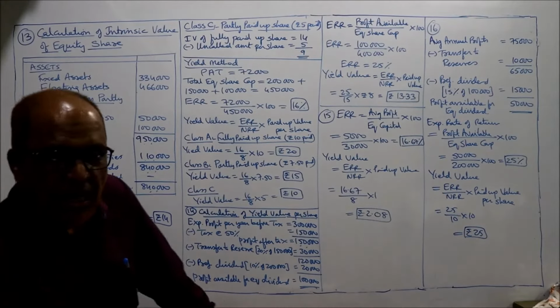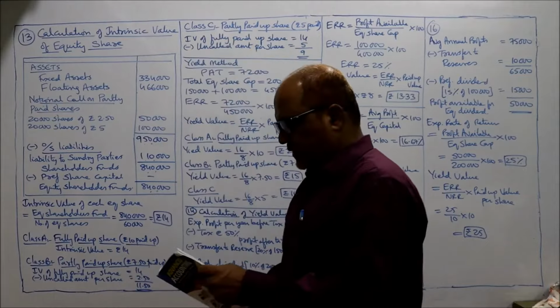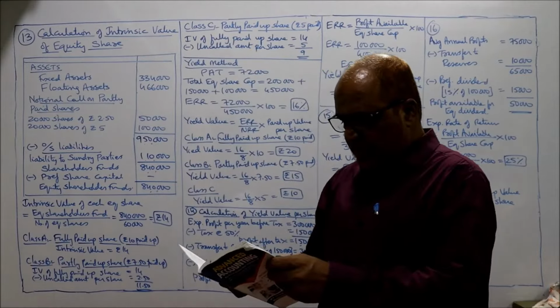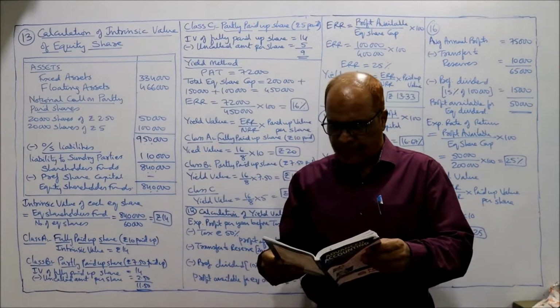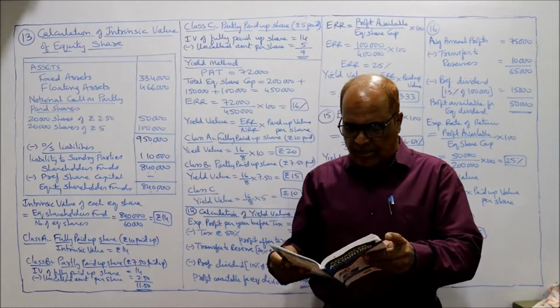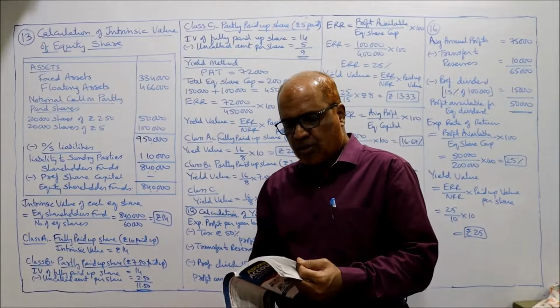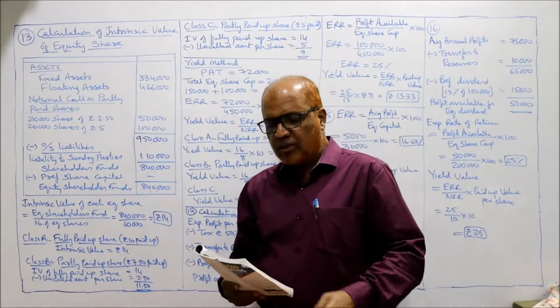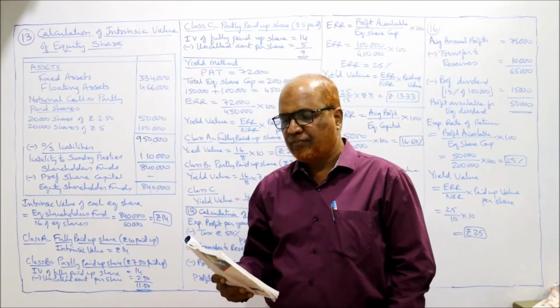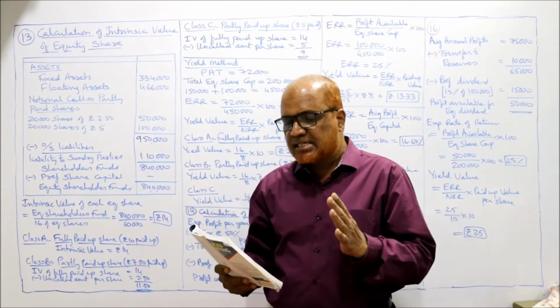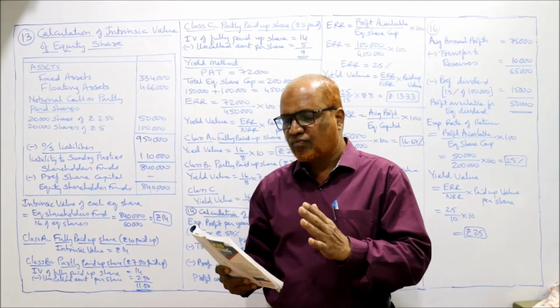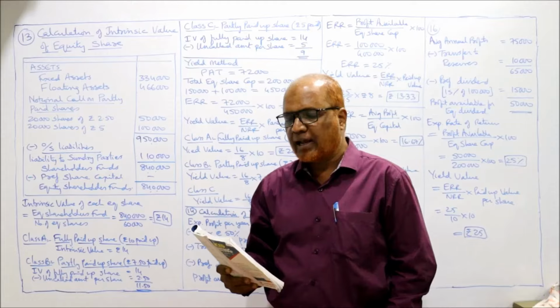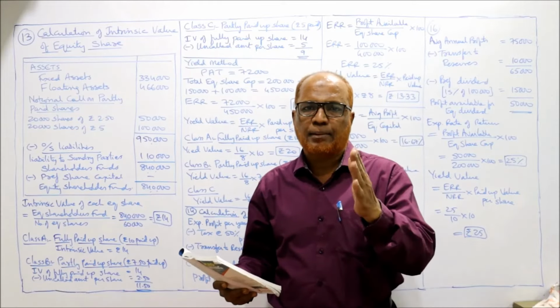Now we'll start problem number 13. See the 13th problem. The following information is obtained from the books of Rising Star Company as on 31st December. 20,000 A equity shares of 10 each fully paid 2 lakh. 20,000 B equity shares of 10 each 7.5 per share called and paid up 1,50,000. 20,000 C equity share of 10 each ₹5 paid and called and paid up 1 lakh. So 3 classes of shares A, B, C.